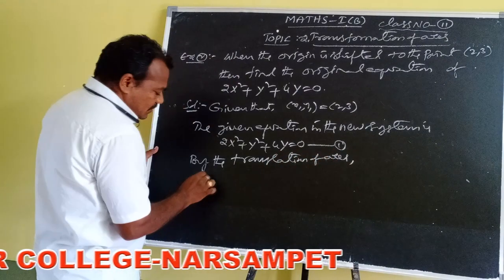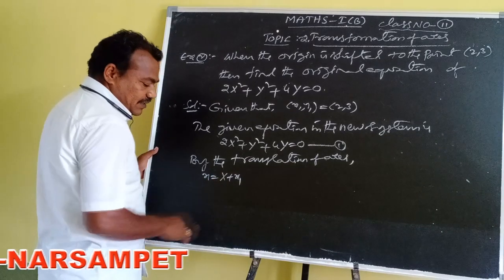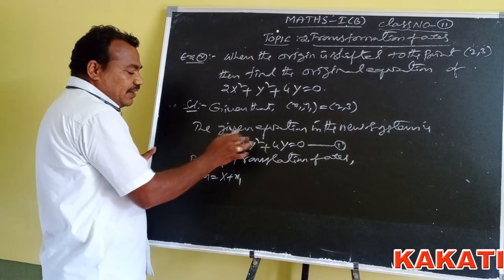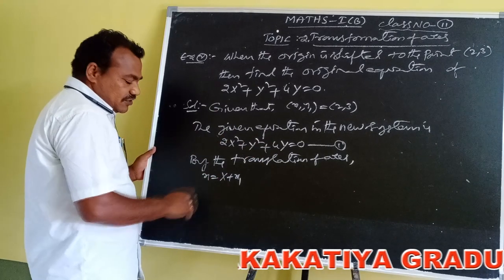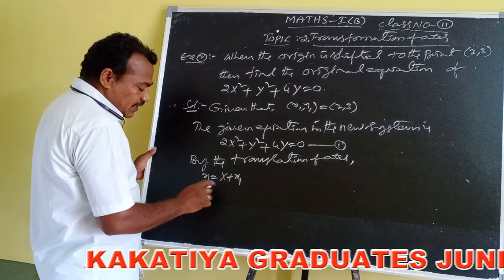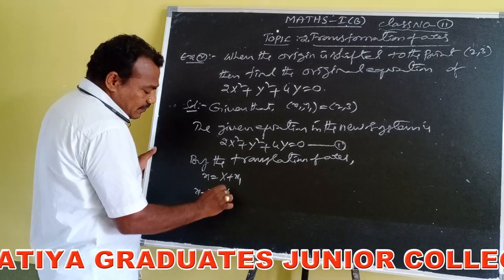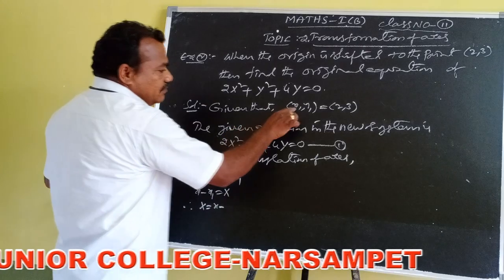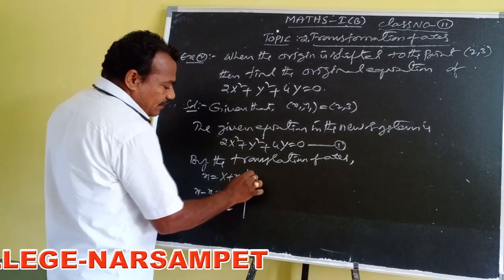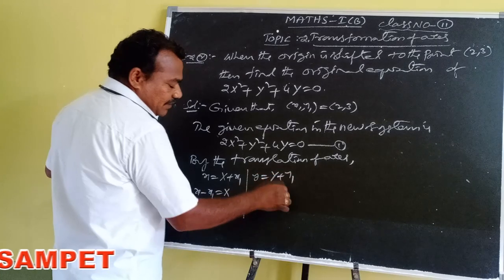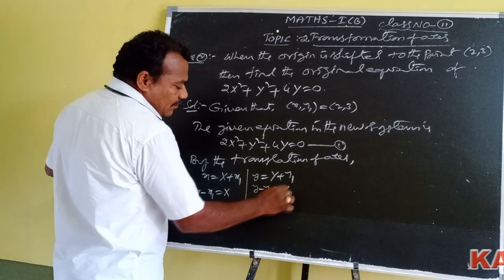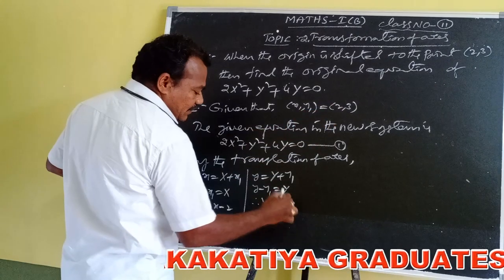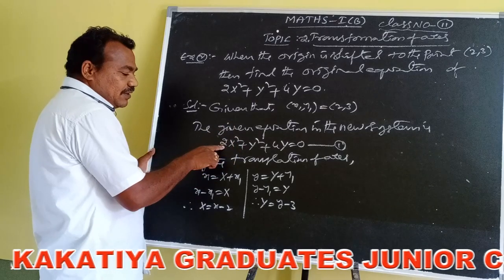So we have x = X + x1. From this relation we calculate capital X, to eliminate capital X and capital Y by suitable substitution. Taking x1 to the left side, x - x1 = X. Therefore X = x - x1, but x1 is equal to 2. And y = Y + y1, so y - y1 = Y. Therefore Y = y - y1, where y1 is equal to 3.